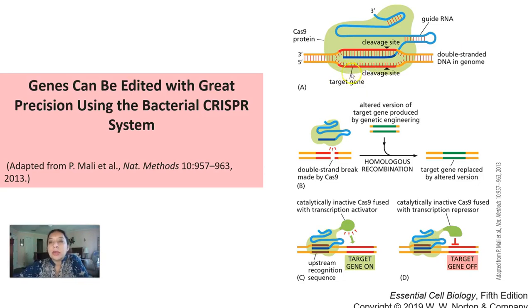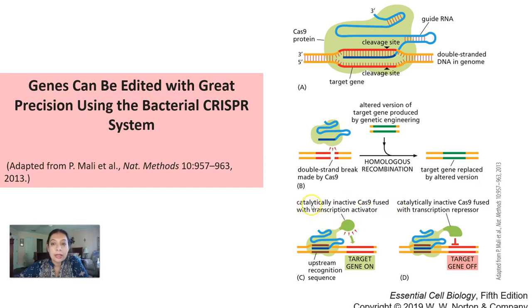So in this case, you have your target sequence, you have the cleavage site that is going to be recognized by the Cas9 to cleave it, and this is going to lead to your altered version of the targeted gene that is going to be introduced through homologous recombination in this site where you have the double strand break caused by the Cas9 protein.